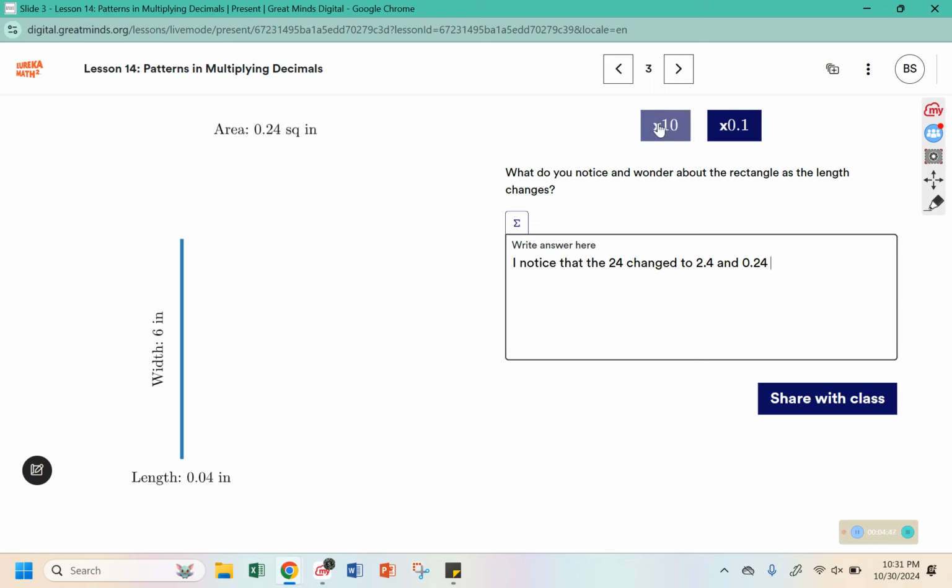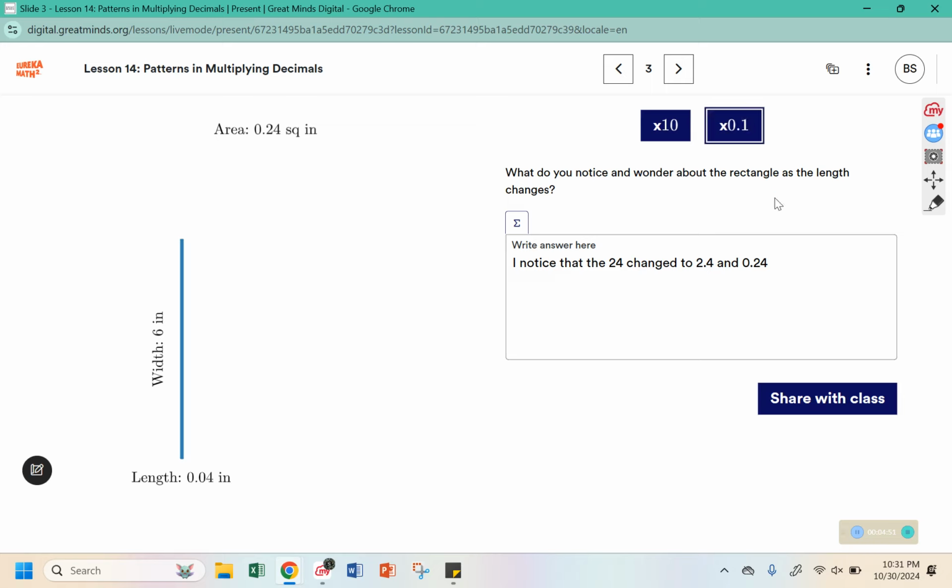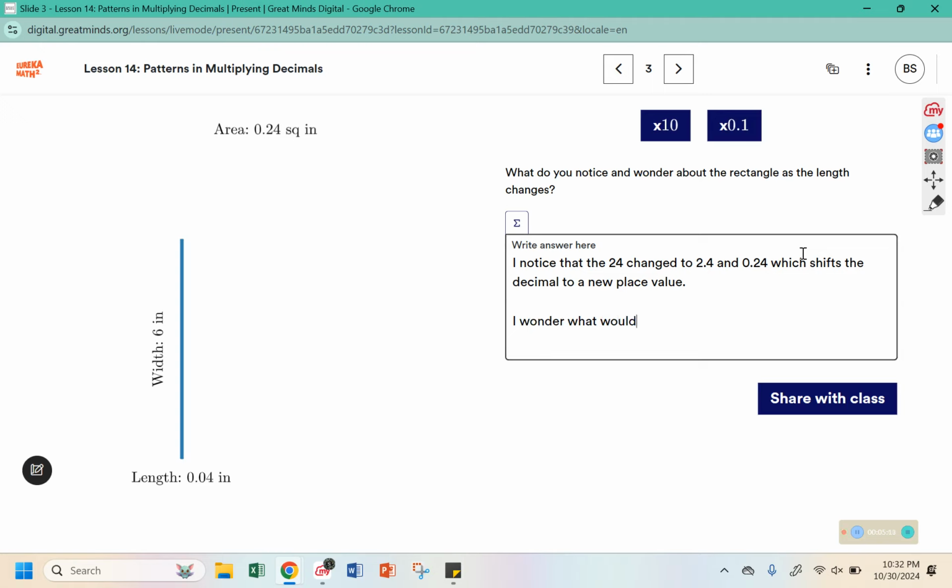I noticed that the 24, the area, changed to 2.4 and 0.24, which shifts the decimal to a new place value, but it didn't change the digits. A 2 and a 4 were still there, but it changed the place value of those digits. I wonder what would happen if we changed the width instead.